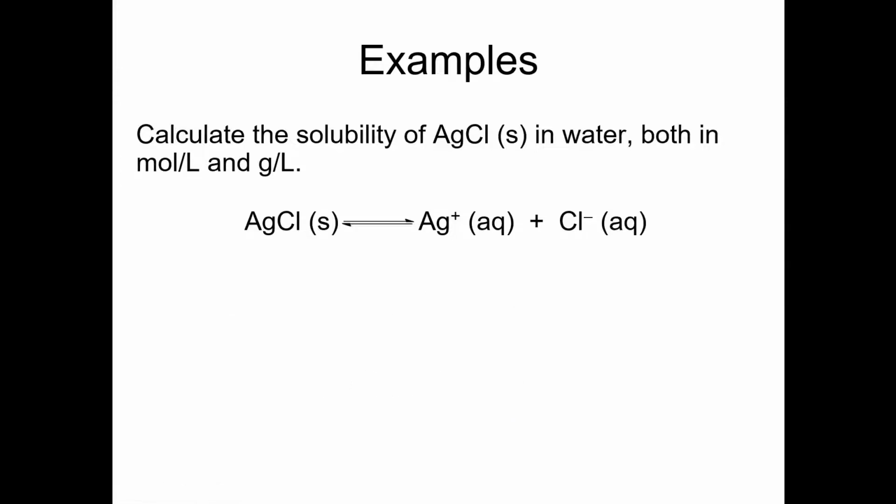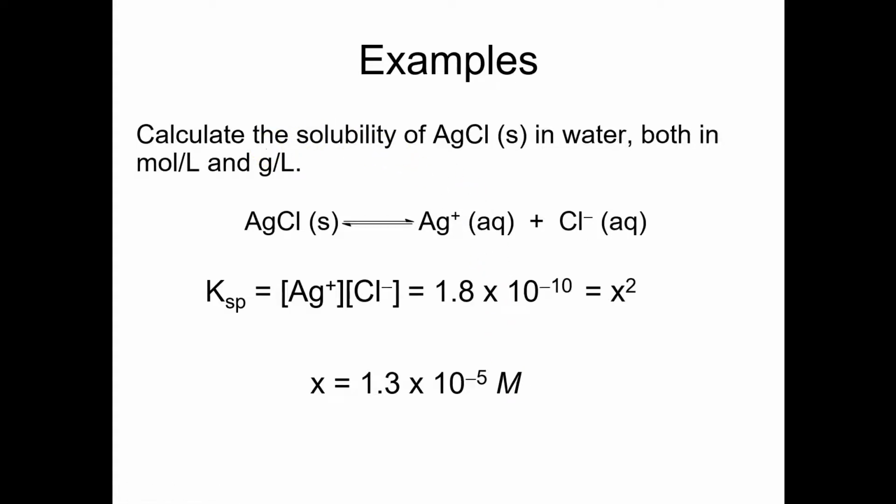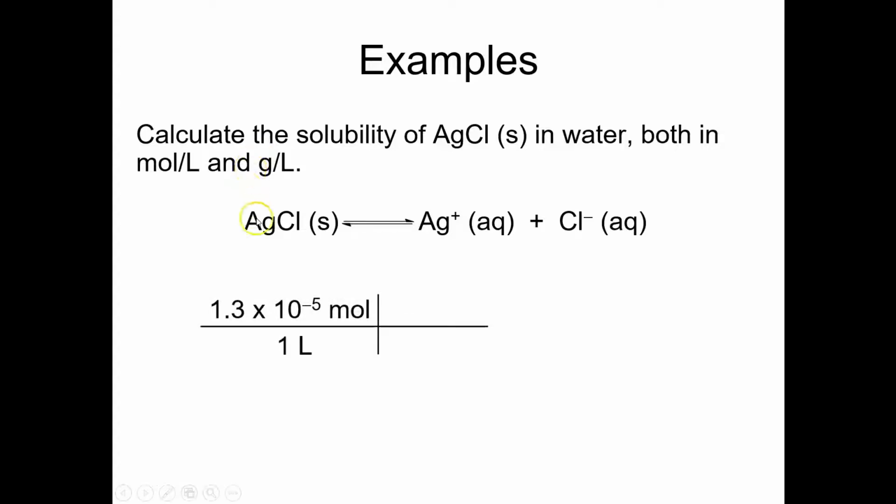We can also calculate that in terms of grams per liter. So we just had 1.3 times 10 to the minus fifth moles per liter. So if we put that onto the train tracks, 1.3 times 10 to the minus fifth moles per liter, and then we multiply that by the molar mass of silver chloride, which is 143.3 grams per mole. We get the solubility in terms of grams, which is 1.9 times 10 to the minus third grams per liter. So about 2 milligrams of silver chloride will dissolve in a liter of water.